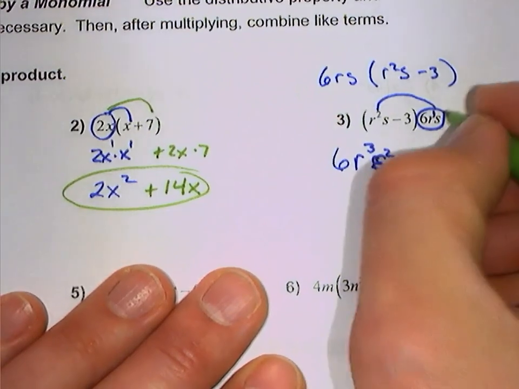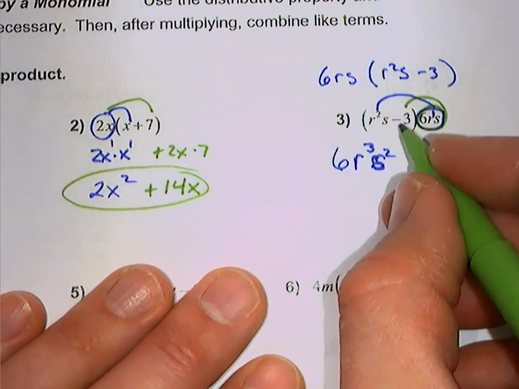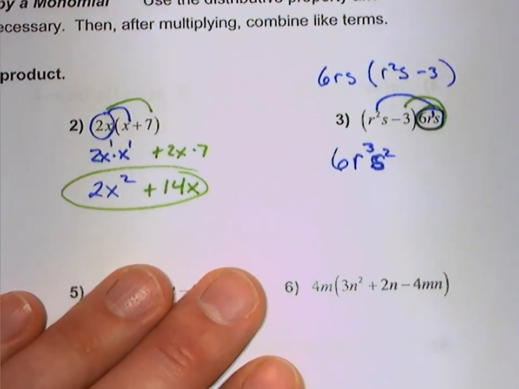Now we're going to take this 6r, we're going to multiply it by negative 3. What's negative 3 times 6, Damien? Yeah. What's negative 3 times 6? Let's put the earbud away, bud.